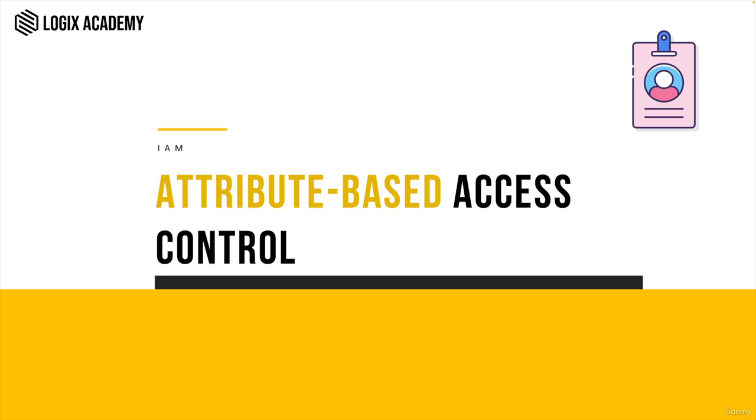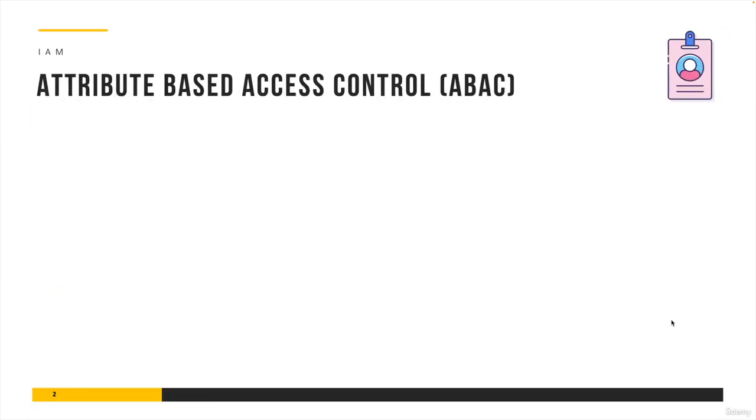Welcome to the fourth type of access control model, which is attribute-based access control or ABAC. Among all the four models, I would say that this is the smartest one. Not the most widely used one, but it is the smartest one. Let's formally define it.